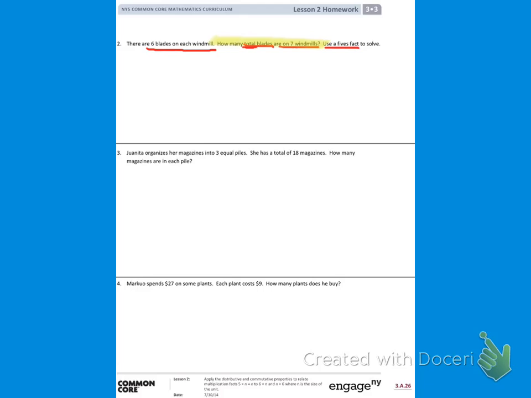In order to figure this problem out, I need to draw my 7 windmills. If I'm going to use a 5's fact, I will do 5 windmills in one group and 2 windmills in another group. 1, 2, 3, 4, 5, and 1, 2, because 5 plus 2 is 7. In the story problem, it says that there are 6 blades on each windmill, so I will label each of the circles with a 6.